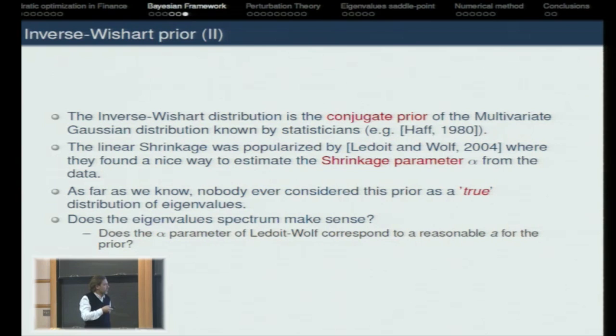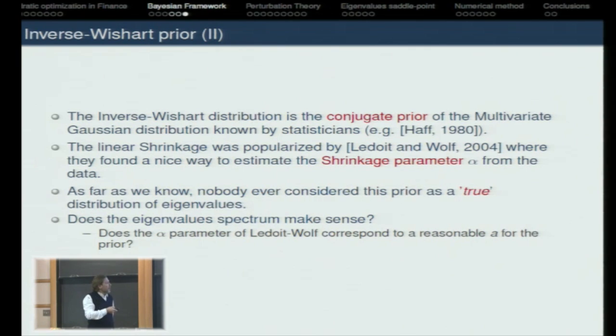I don't know if it was the first one, but that's one of the first references we can find on this. And then later, people in finance, Ledoit and Wolf, said that given that there exists a prior for which linear shrinkage exists, they popularized linear shrinkage, and they actually found a way to estimate the shrinkage parameter from a completely different method that actually works quite well.